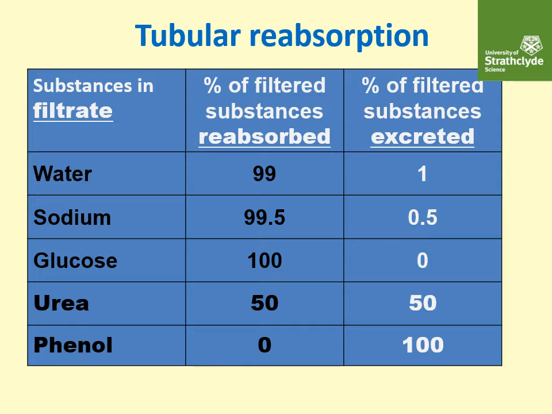You can see that in terms of urea, we only reabsorb about 50% of the total, and that's because urea is actually used in the kidney to help generate a bigger osmotic gradient. And I've just put in these compounds. These are just compounds we find in the environment, for example phenol is something that's found in the environment. That's not reabsorbed, and about all of it is excreted.